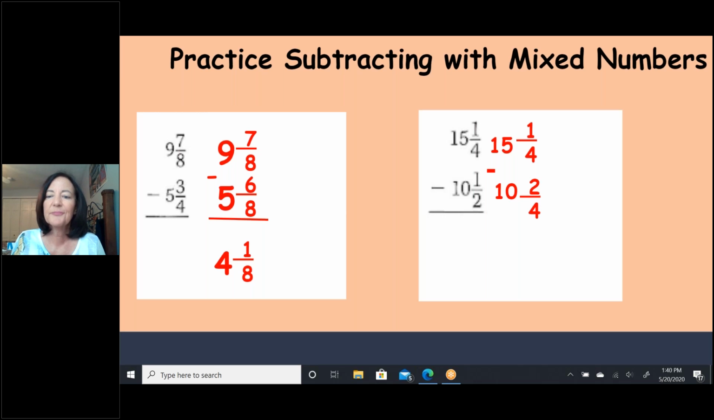Where am I going to get more fourths from? The 15? Nice. It would be the 15. So we're going to have to rewrite 15 a different way so that we have some more fourths. What's that going to look like? 15 would be the same thing as what?